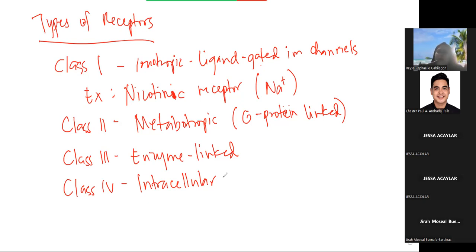So like class 1, since class 1 to 3 are just found in the cell membrane, so definitely they are much faster compared to class 4. But among them, class 1 is the fastest. Pasunod na din class 2 and class 3. So these are the types of receptors that we have in our body.